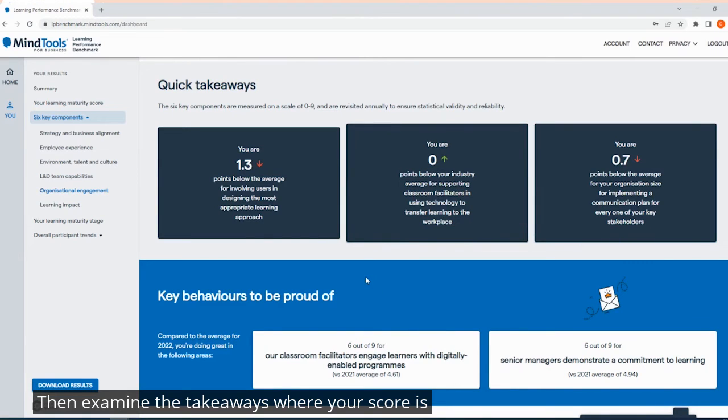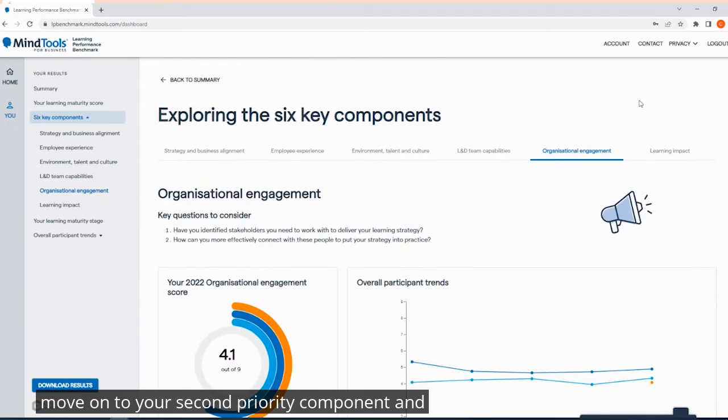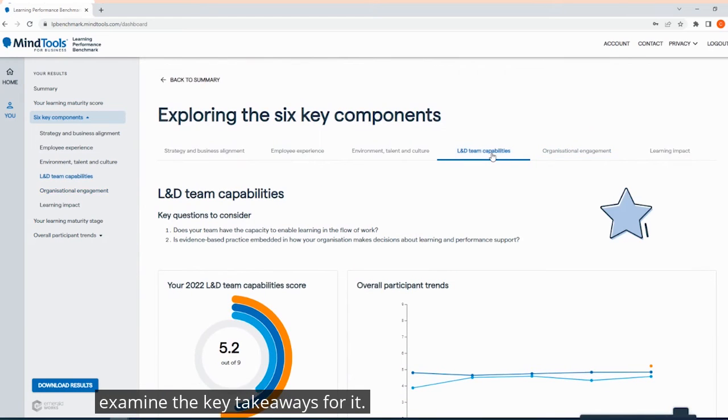Then examine the takeaways where your score is lowest relative to the average benchmark. Are these 3 behaviours already on your action shortlist? If so, highlight them now and include them in your action plan. If not, consider whether they should be and how improving them would help you to achieve your goals. When you've finished considering this component, move on to your second priority component and examine the key takeaways for it.